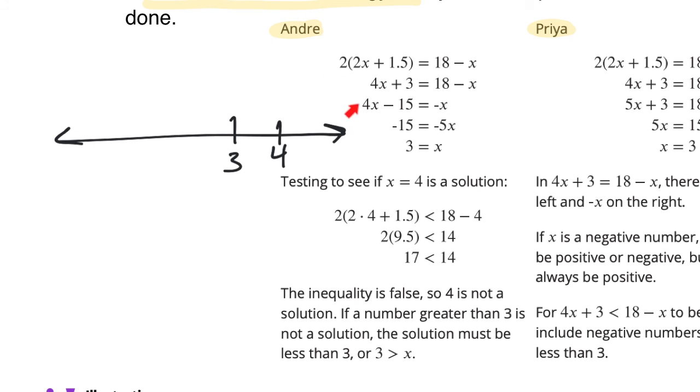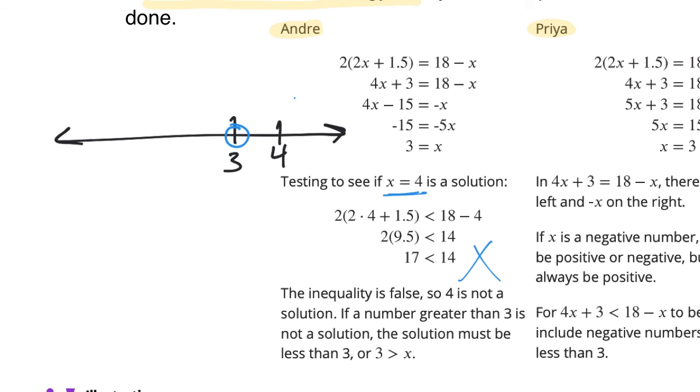He solved this like an equation and he got down to x equals 3. That's what we did in our previous lesson. To visualize this on the number line, I'm going to put an open circle on x equals 3 because our original inequality was less than. And then he tested to see if x equals 4 is a solution. So he's testing on this side of 3, which is your boundary. And when he does that, he gets 17 is less than 14, which is not true.